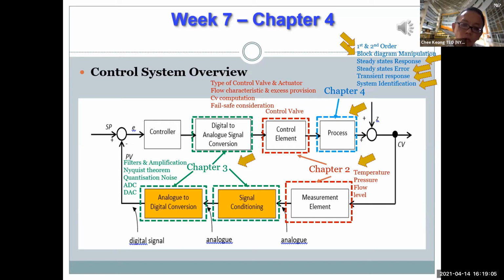After today's lesson on block diagram manipulation, we will go further into first and second order system analysis, and we talk about the steady state response and steady state error for these first and second order systems. Then we talk about transient response, and of course, lastly is the system identification. So this is what we will be targeting in chapter 4. So that's it for the introduction.